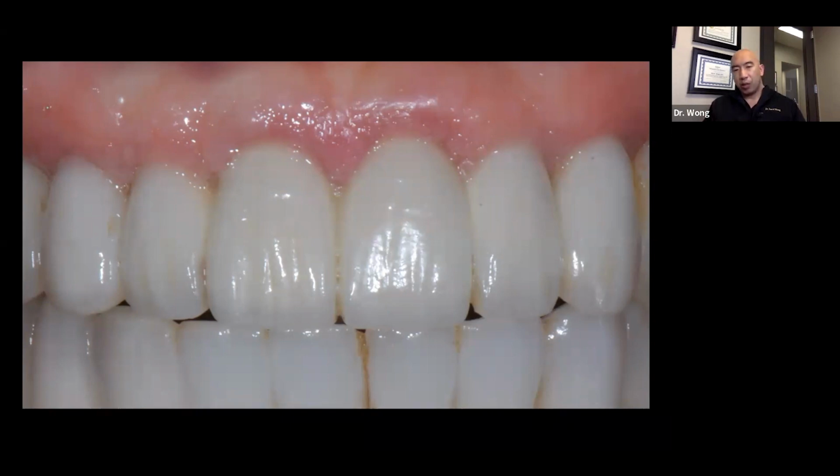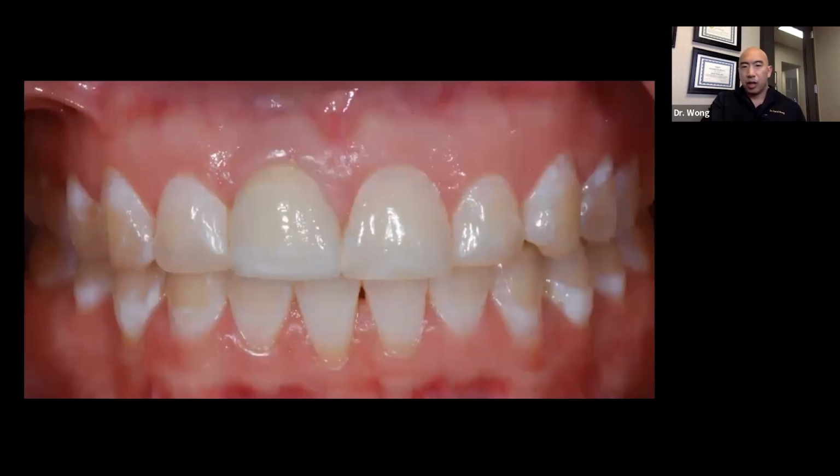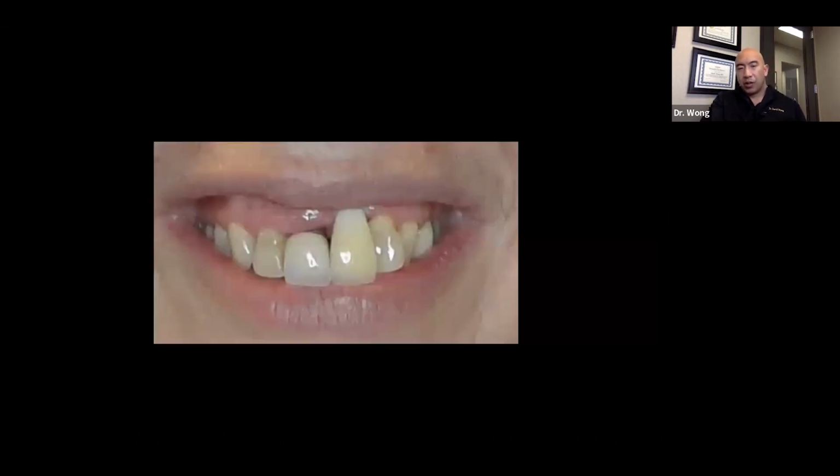So the idea here would be to put in these implants where you can't even tell which ones are the implants. And just for your information, the implants here are number 6, 8, 9, and 11. So those are 2 3-unit bridges there. The implant here is tooth number 8. And I'm going to show you how to get there. I'm also going to show you how we got here.